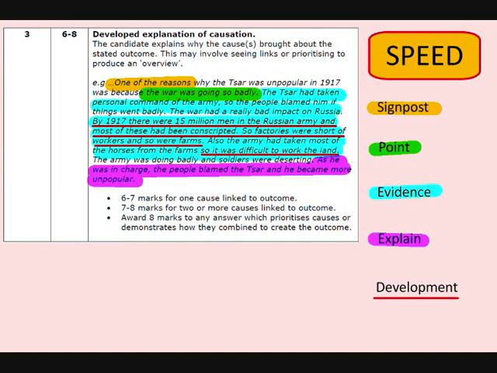I've highlighted here a model answer in the mark scheme. What we see is the signpost, the point, the evidence, an explanation and development, or a speed paragraph. So one of the reasons, signposts. The war was going badly is the point. In the blue we see the evidence being applied, and underlined we see development of that evidence. The final section is the explanation. Now this on its own would score 6 to 7 marks. Let's have a look at an example answer.